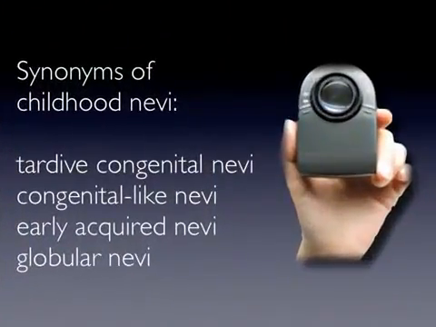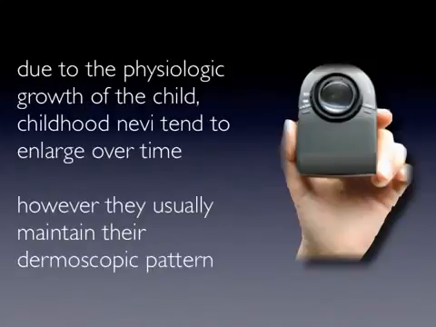Because of these overlapping features, childhood nevi are also sometimes considered as tardive congenital nevi. Other synonyms are congenital-like nevi, early acquired nevi, or globular nevi. Now, due to the physiologic growth of a child, childhood nevi tend to enlarge over time. However, they usually maintain their dermoscopic globular pattern.